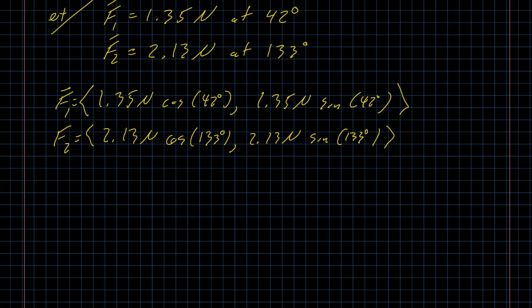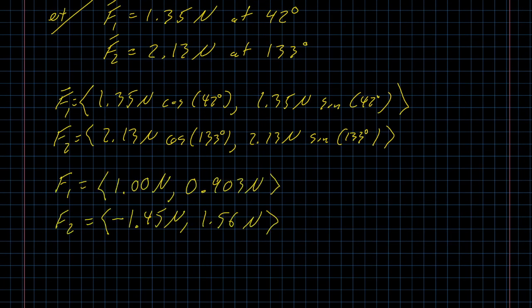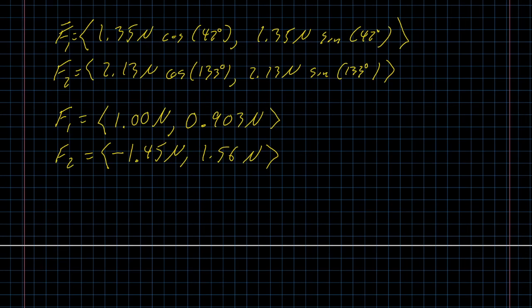Grabbing out my calculator, I can work through those calculations. The first vector has components 1 newton, 0.903 newtons, and the second force vector has components negative 1.45 newtons, positive 1.56 newtons. All of these are vectors and they should all have hats. From that, my resultant vector, add those two things together.